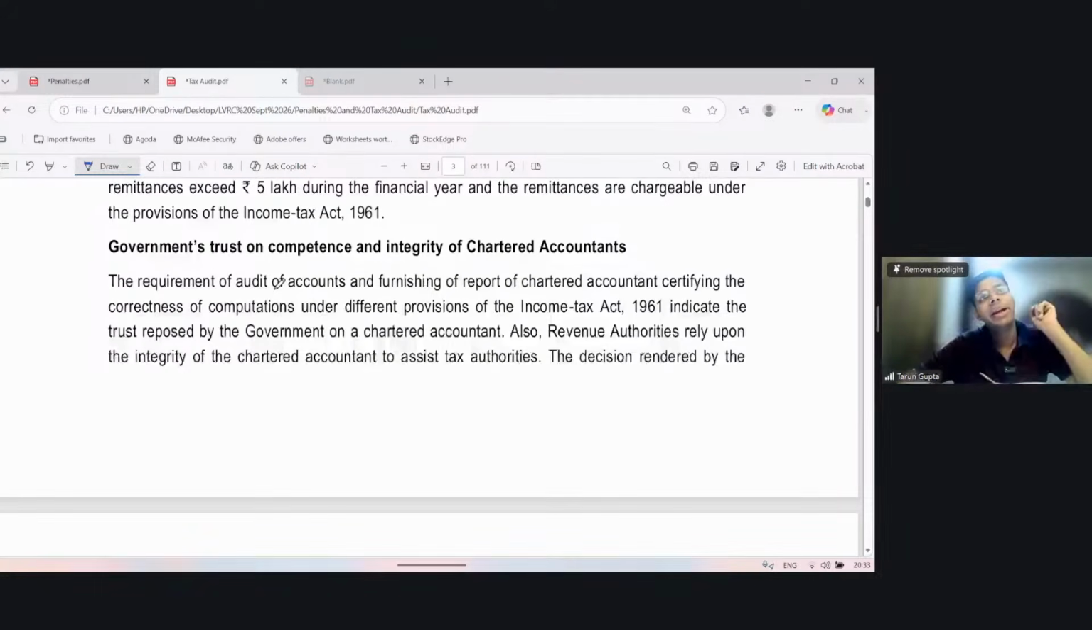But the ITAT, relying on the report of the CA, gave the benefit, holding that the CA must have reviewed the invoices, and only on the basis of such review had allowed the expenses. And such judgment of the ITAT was confirmed even by the Delhi High Court.